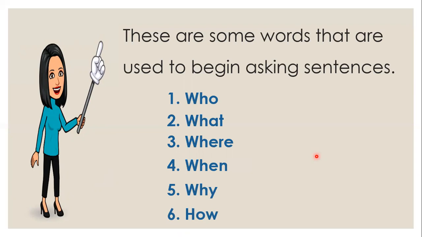Who, what, where, when, why, and how. Who refers to a person. Who did it? What, when we're referring to a thing. Where, we're talking about place, okay? When, like a time frame. Why, when we need an answer as to why something has happened. How, when we want to find out how something went, all right?